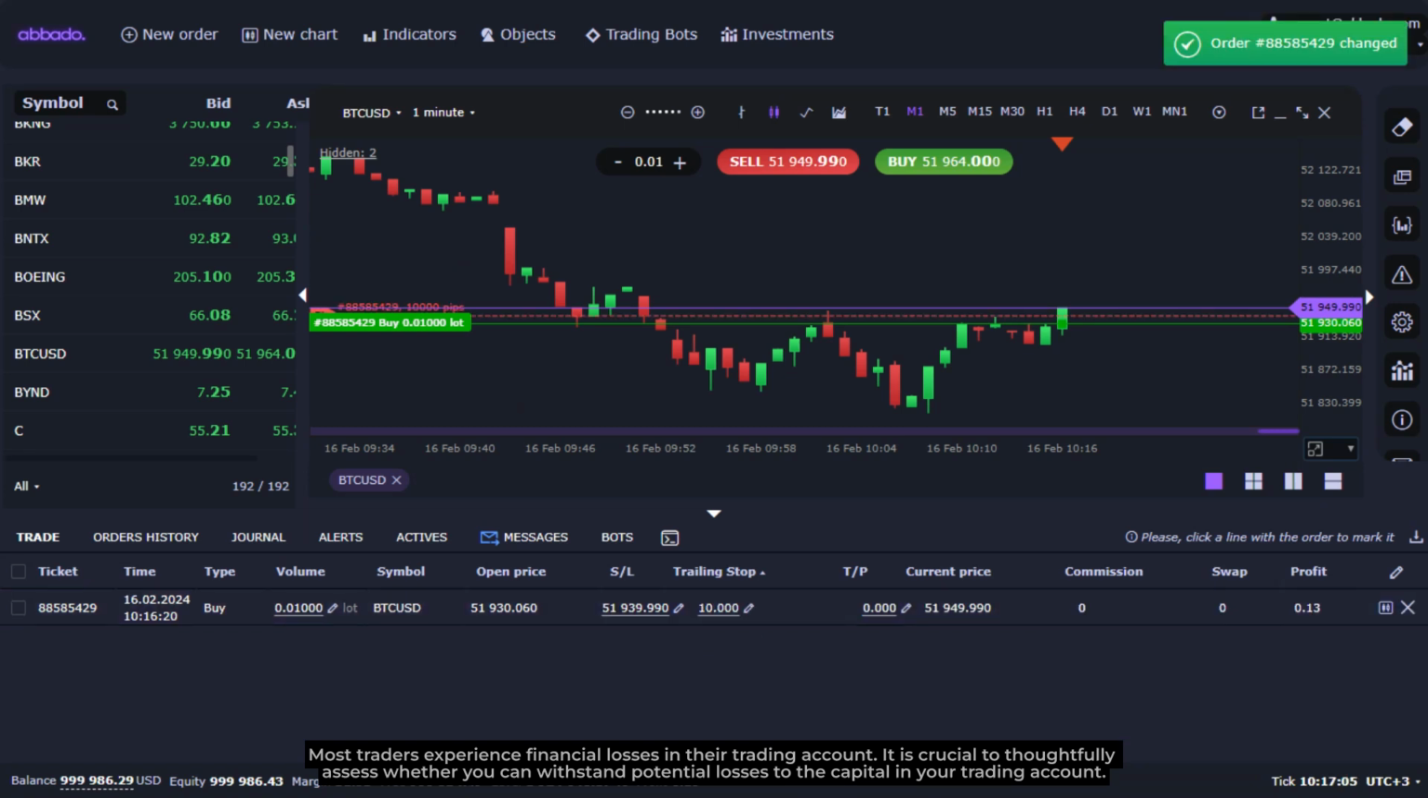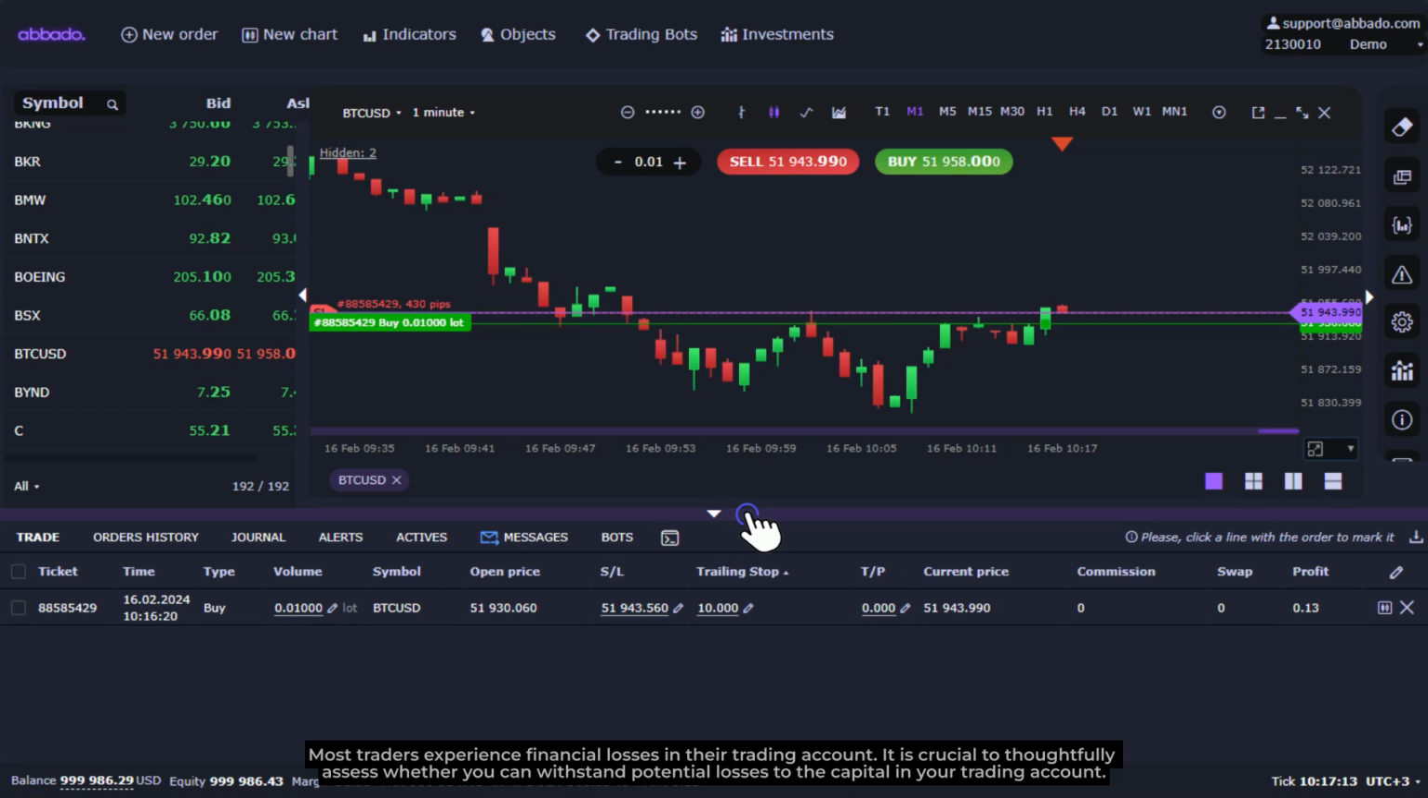Notice that the trailing stop order will override a normal stop loss order, so you're going to have to delete the trailing stop order and set a normal stop loss order if you wish to change it.